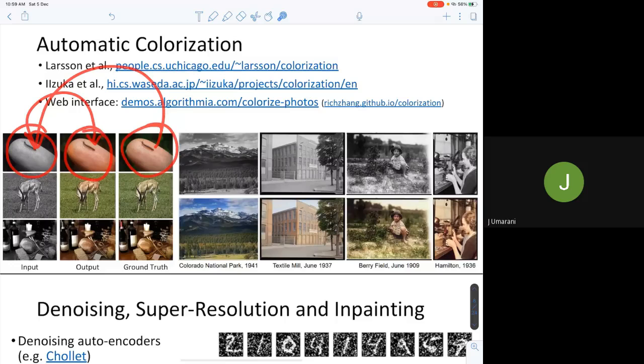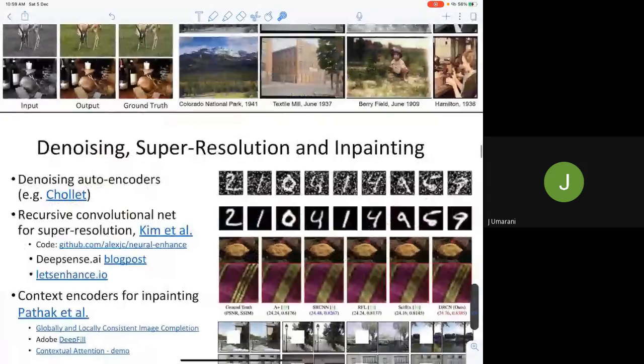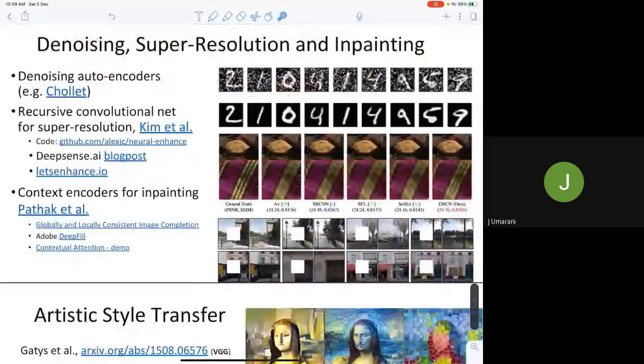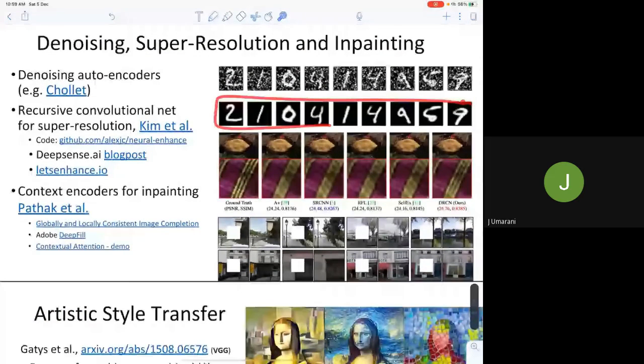There is another set of problems that we wanted to see. If I give you images like this, these are noisy images with a huge amount of noise, and using deep learning algorithms, it can convert this into this. That is denoising.